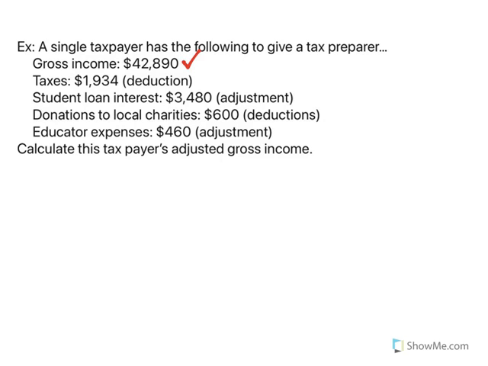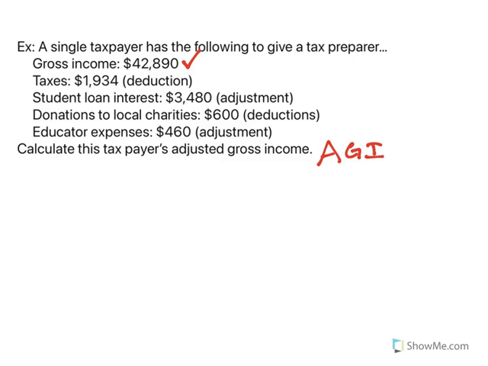We have taxes, which are a deduction for $1,934. We have student loan interest, $3,480. That's an adjustment. We also gave some donations to local charities for a total of $600 as a deduction, and another adjustment of educator expenses for $460. So now we want to calculate the taxpayer's adjusted gross income, or as we like to call it, the AGI.